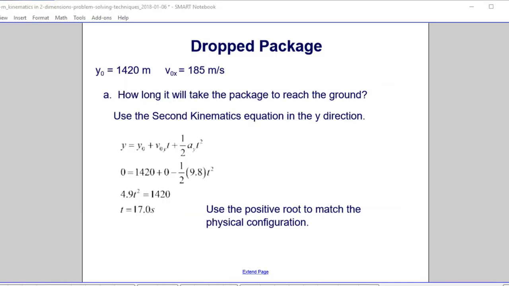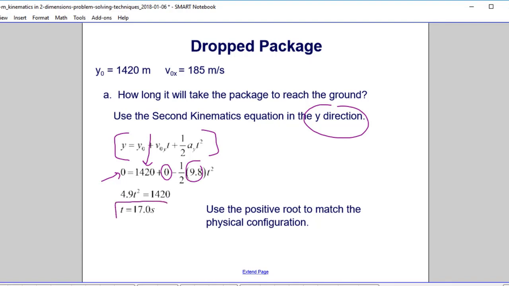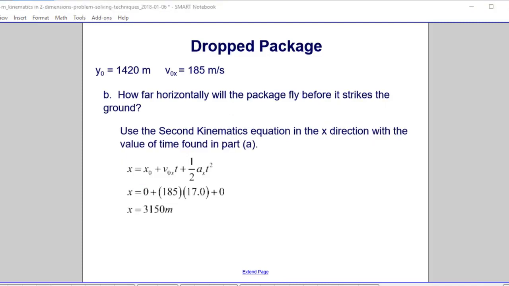How long will it take the package to reach the ground? We're going to use the second kinematics equation in the y direction, and here it is. Our final height will be 0, that's the ground. 1420 is our initial height. Now we have no initial velocity in the y direction, just in the x direction, so we have 0 here. Here's our acceleration, it's a negative 9.8. We have 4.9 t squared equals 1420, and we'll take the positive root here to match the physical configuration, 17 seconds.